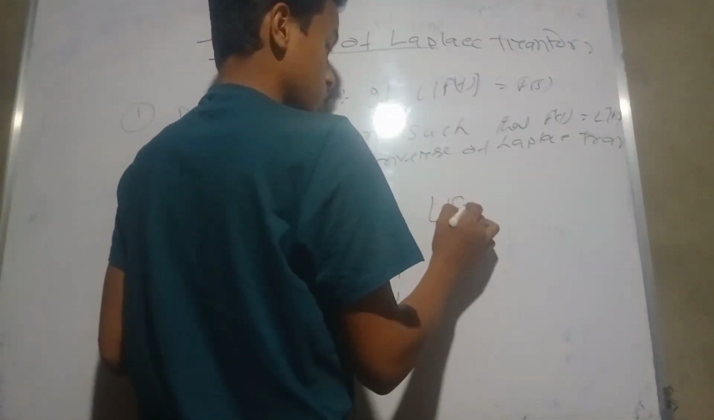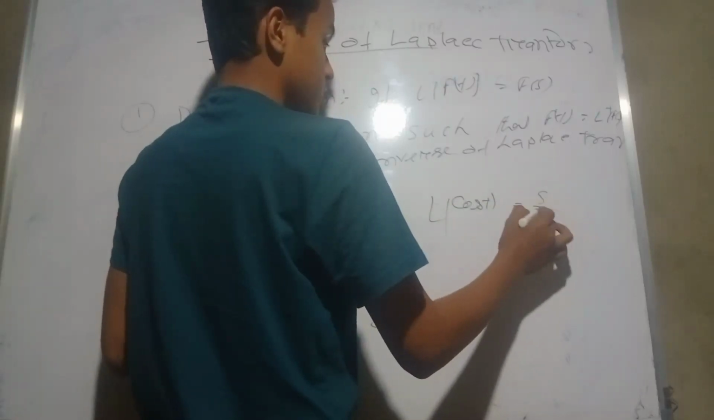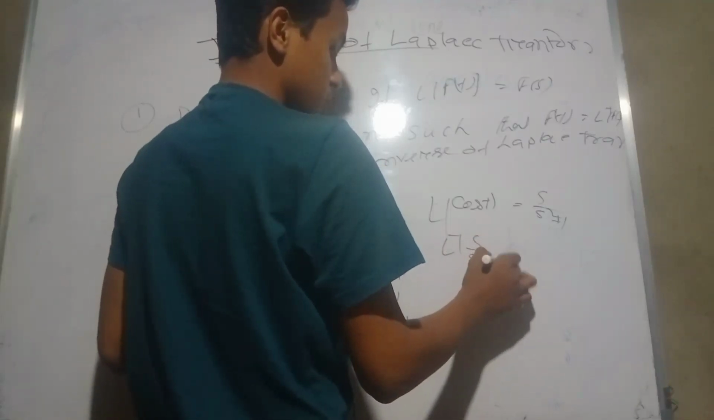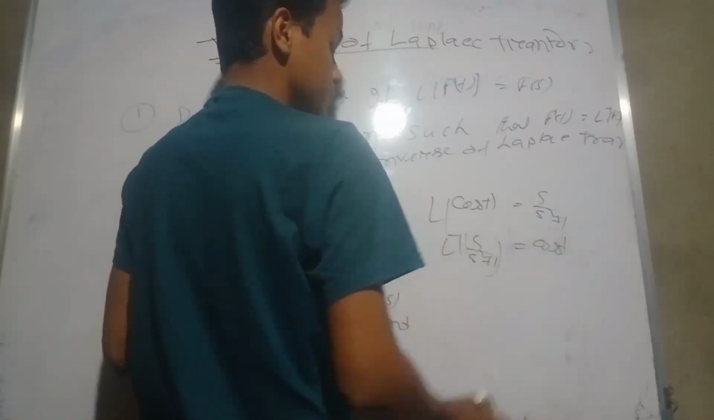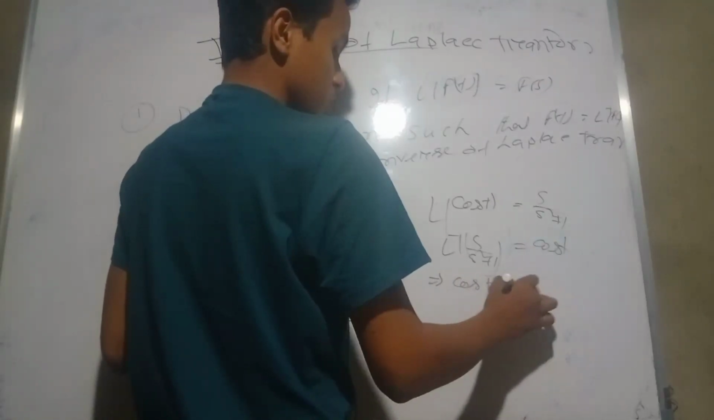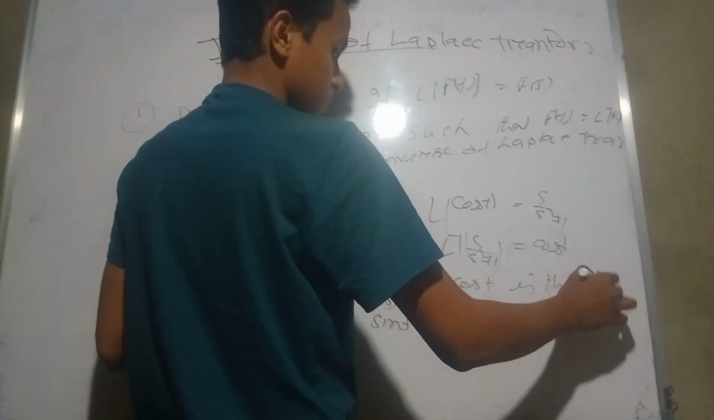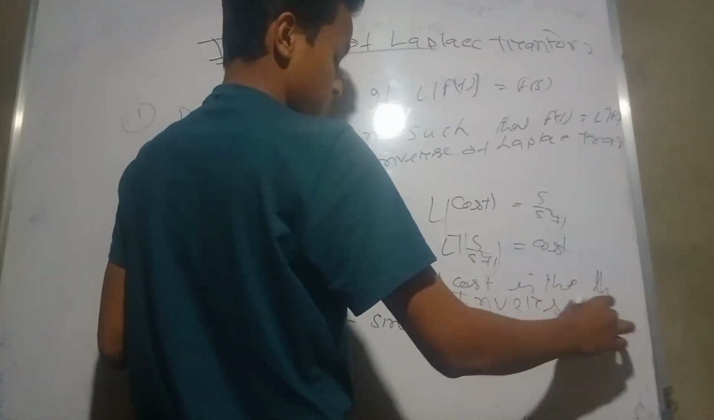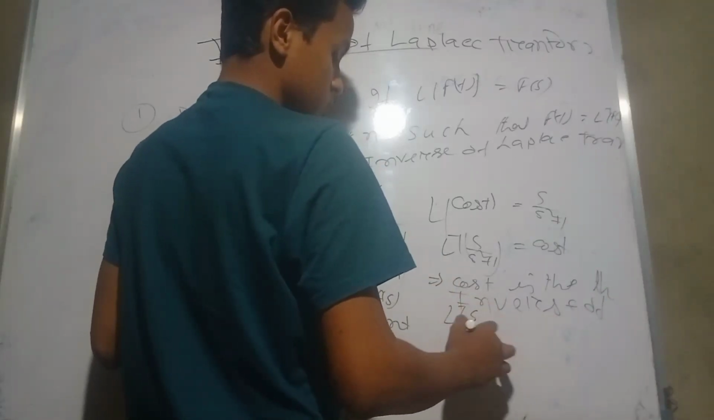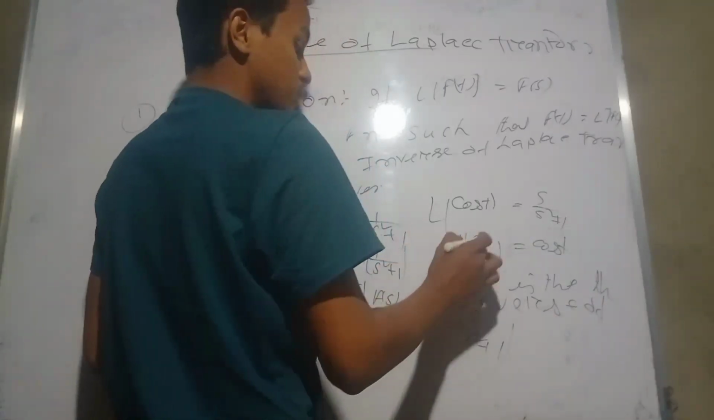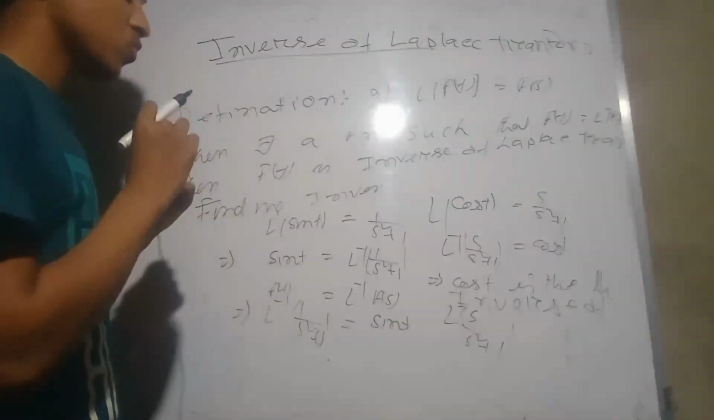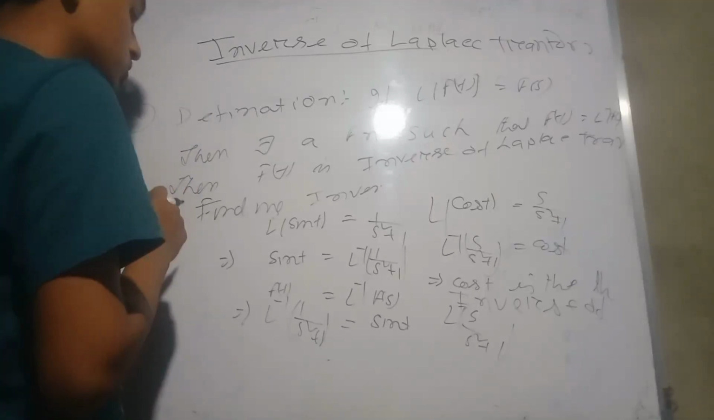So here is cos t. Laplace transform of cos t is what? s upon s square plus 1. So L inverse of s upon s square plus 1 is equal to cos t. So cos t is the inverse of Laplace transform of s upon s square plus 1. When we find a function whose transform is s upon s square plus 1, we'll say that this is the inverse of Laplace transform, what? Cos t. So that is the definition, we have understood it.